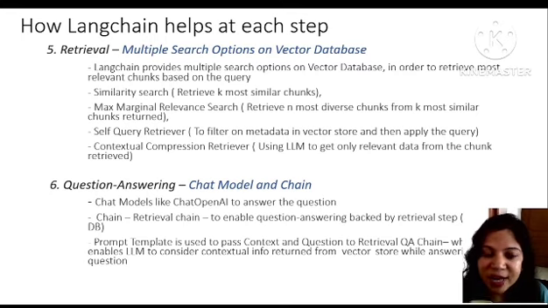Langchain also provides chains like retrieval chain, conversational retrieval chain, and so on, which help to enable question answering backed by a retrieval step, wherein your vector DB will be searched and some part of the contextual data retrieved, and then this data will be passed on to the LLM to answer the question. Langchain also provides a prompt template to pass the context and the question to the chain, which binds them together, and this enables the LLM to consider the contextual information returned from the vector store while answering the question.